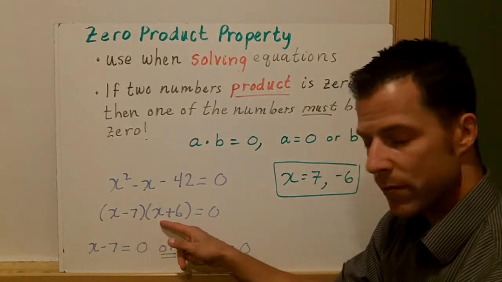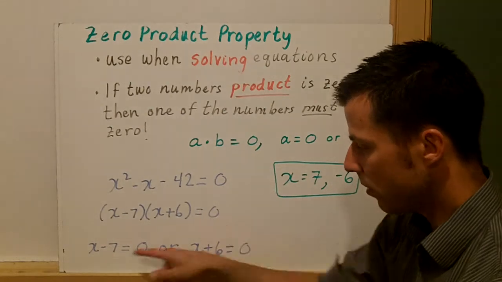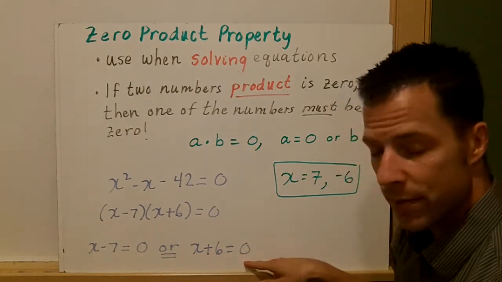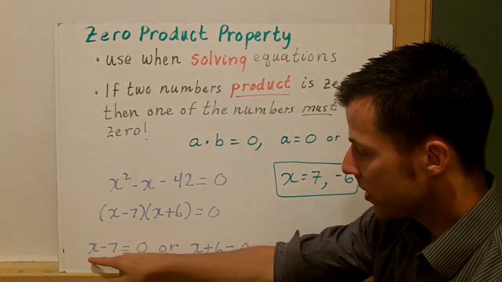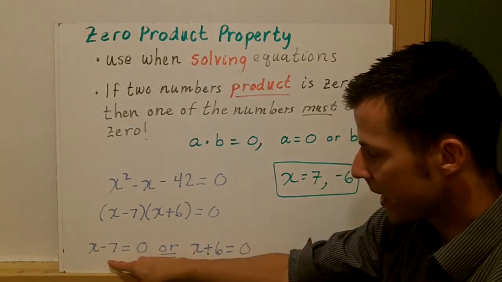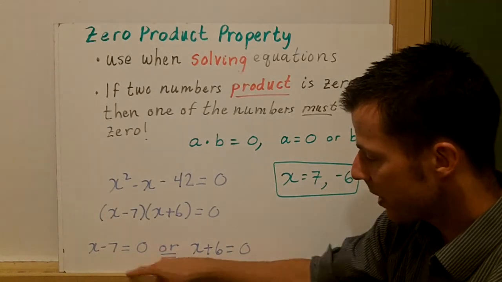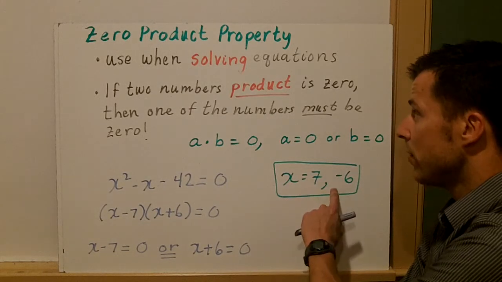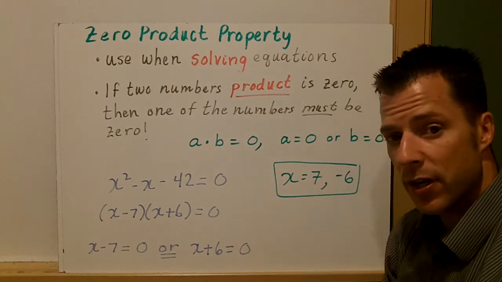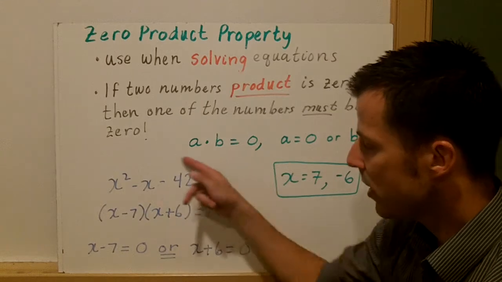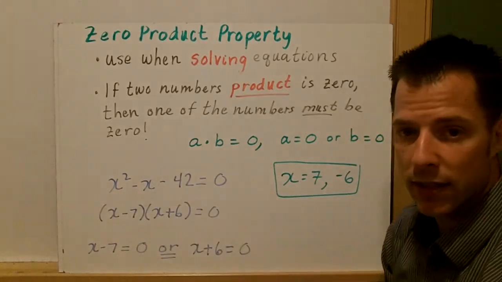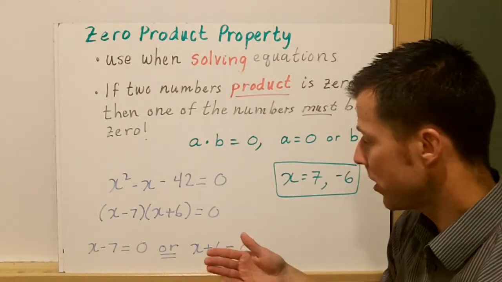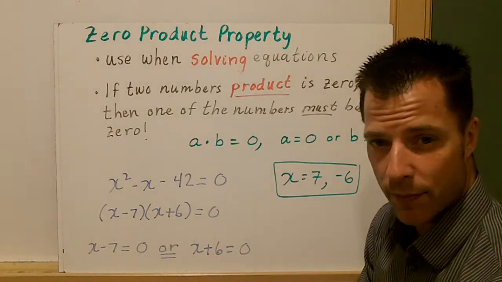So I have two numbers being multiplied whose product is 0. One of them has to be 0. So I solve each binomial. I get x equals 7 here, and x equals negative 6 here, and we see our zeros. Okay? Now this is very important. When you look at this equation, basically we're finding the x-intercepts, the roots, the zeros. So let's look at a couple more examples.